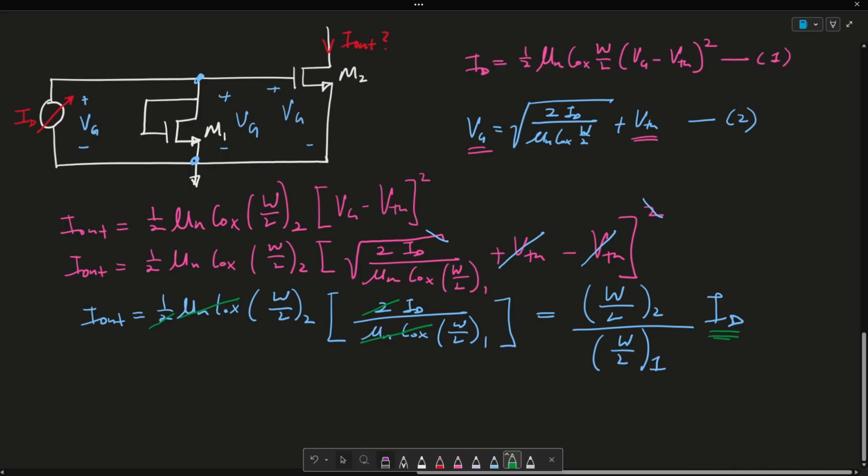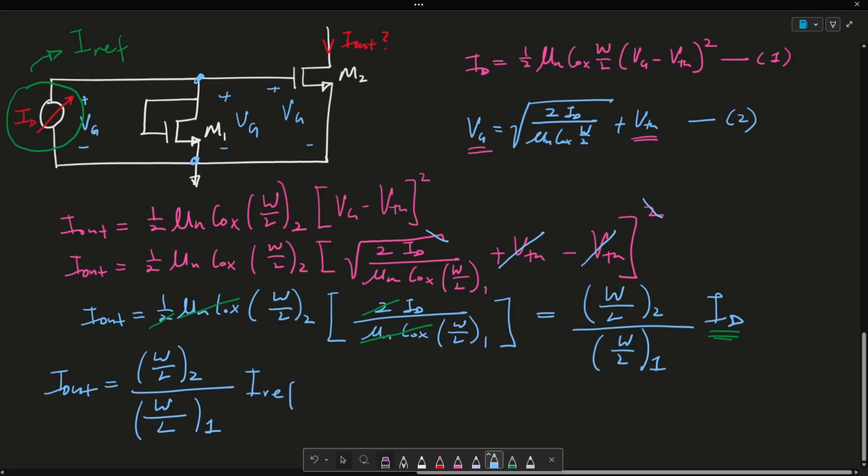Now, this ID here is coming from this ID here. And if you remember from the very beginning of the video, we call this our I reference, or the current coming from that golden current source, which we created using a band gap circuit. So essentially, my final solution will tell me that I out is equated to W over L of my second transistor over W over L of my first transistor times I ref. And this here is the final solution.